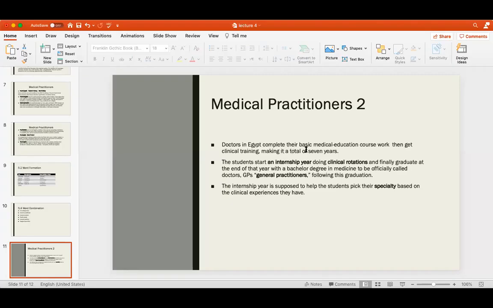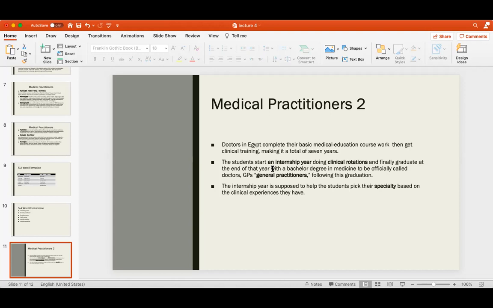Doctors in Egypt complete their basic medical education coursework, then get clinical training, making it a total of 7 years. The students start an internship year, which is in Arabic سنة الامتياز, doing clinical rotation, and finally graduate at the end of that year with a bachelor degree in medicine, to be officially called general practitioner.